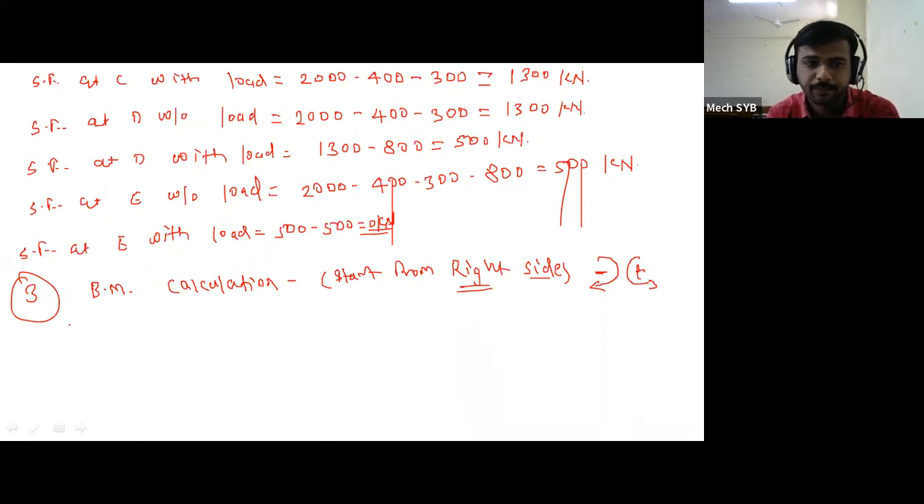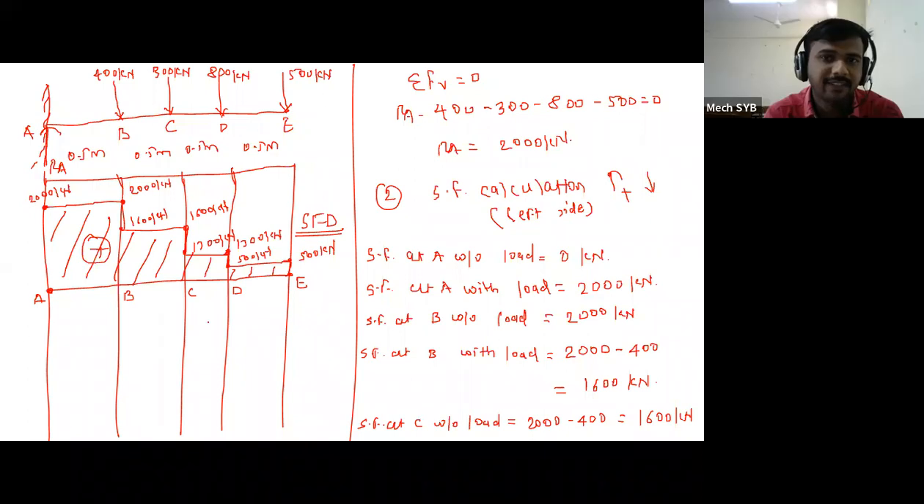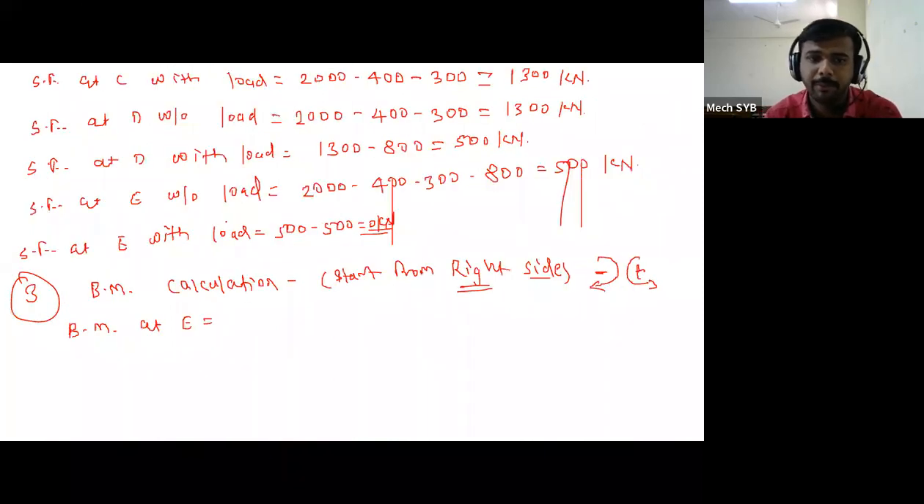So first point, BM at E, what will be the value? 0. 0, because at the right side of the point E, जसं आपण लेफ्ट साइडचा आतापर्यंत विचार करत होतो, ह्या पॉइंटच्या लेफ्ट साइडला एवढे फोर्सेस आहेत. But now here we have started the BM calculation from the right side आणि E च्या राईट साइडला एक पण फोर्स नाही. And this is also end point of the beam. Therefore, BM at E is equal to 0 kilonewton meter.